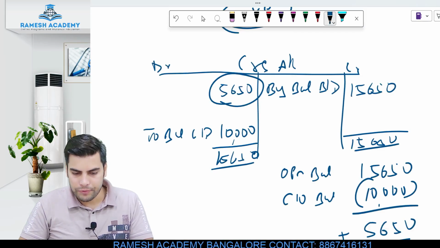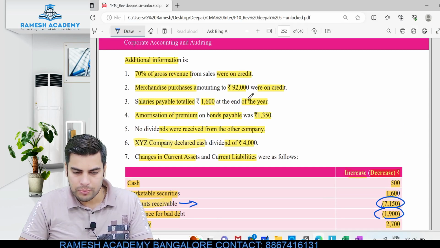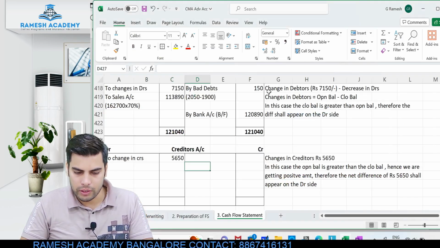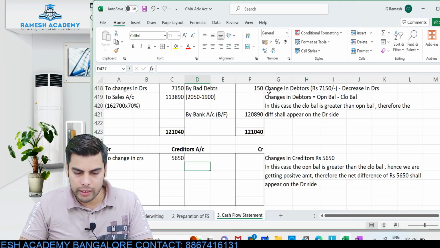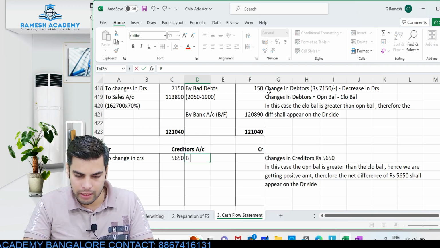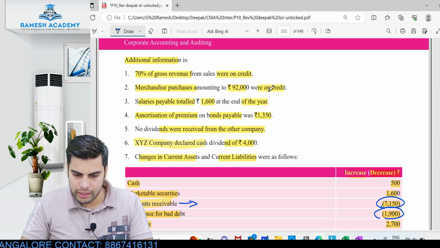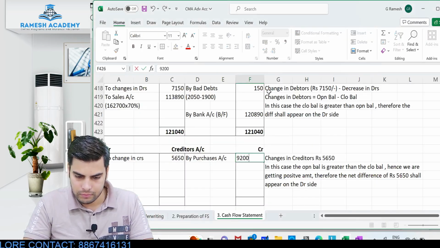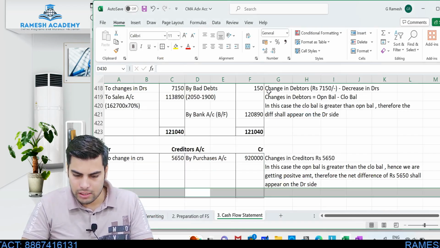After this, if you see the adjustment, that gave us information about the purchases. Merchandise purchased amounted to 92,000. So what will be the entry for purchases? Purchase account debit to creditors. So on the credit side, I'll just be writing by purchases account 92,000.